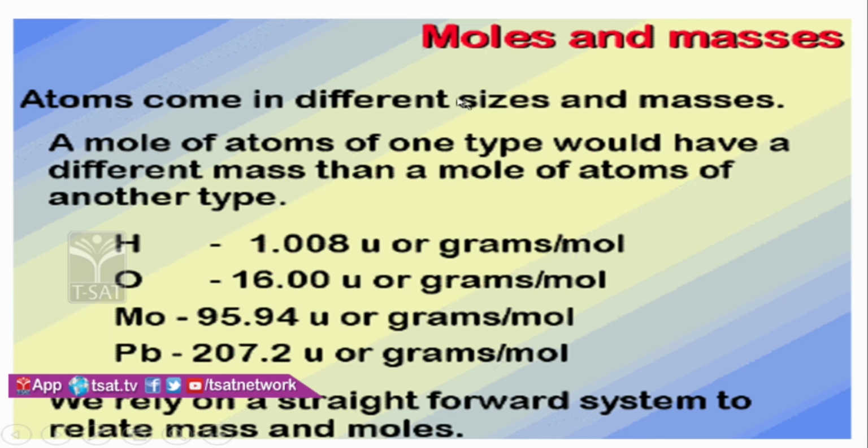Atoms come in different sizes and masses. Irrespective of their size and mass, we only measure the count, the number. A mole of atoms of one type would have a different mass than a mole of atoms of another type. The size may be different, but when we are considering the mole concept, irrespective of shape and mass, we have to adapt the mole system to such things.